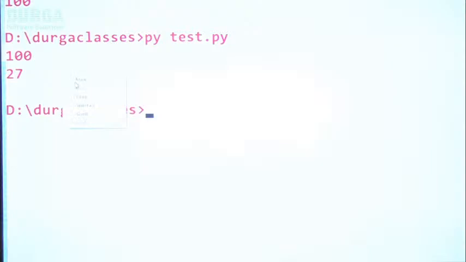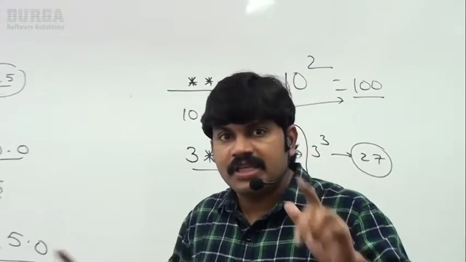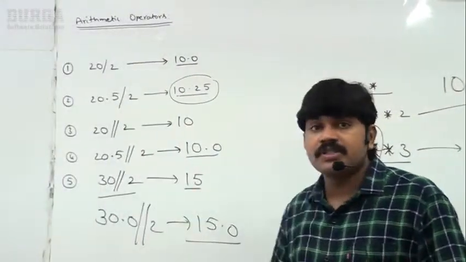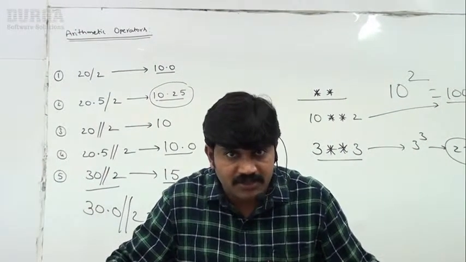Similarly, print 3 power 3, sir. 3 power 3 means not 3 into 3, but 3 into 3 into 3. Its value is 27 we are going to get. Clear, right? Related to the double star operator, not required to discuss much, but take very special care about the floor division operator, the only dangerous operator. Any doubt up to this? Clear? Sir, up to this, the basic arithmetic operators are very clear, including the floor division operator and exponential operator also.